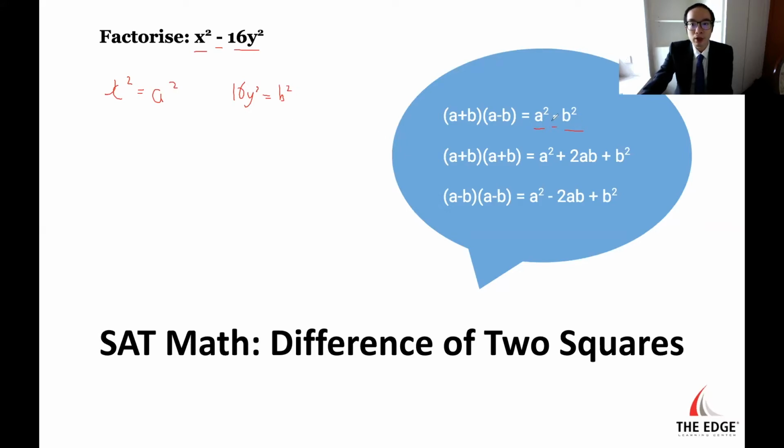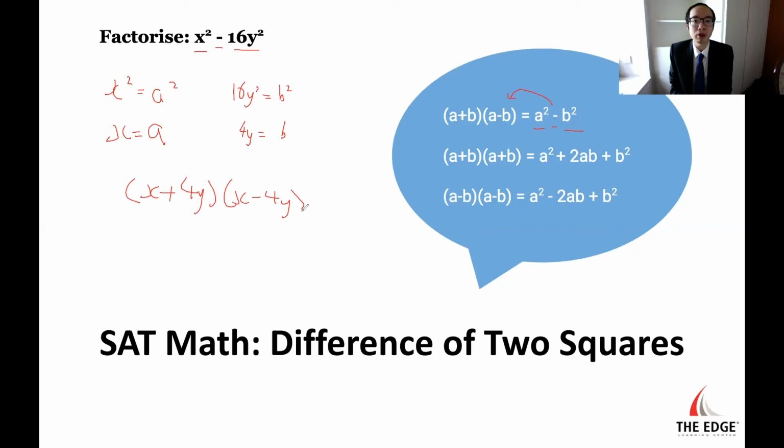Then we can use this formula to get from a squared minus b squared to our answer for this question. All we need to do is take the square root of x squared, which is equal to x. And for b, to get from b squared to b, we take the square root of 16y squared, and that would be equal to 4y. Now that we have a and b, we can rewrite a plus b multiplied by a minus b as x plus 4y, and then x minus 4y. That will be our answer here.